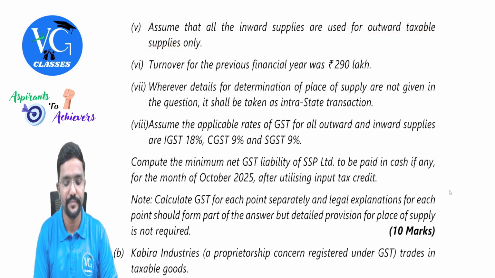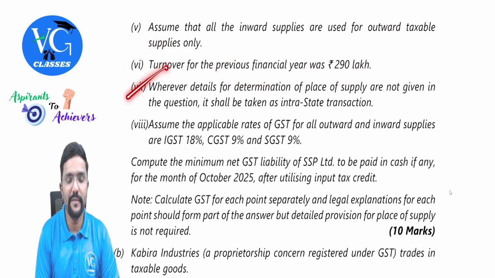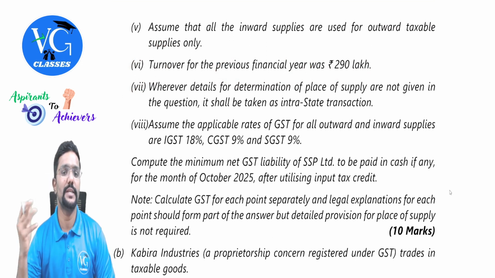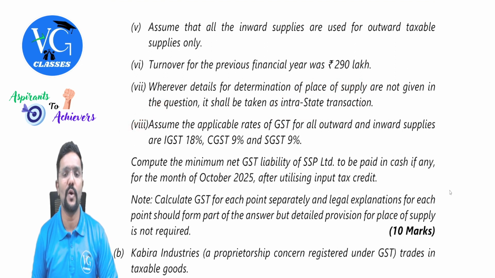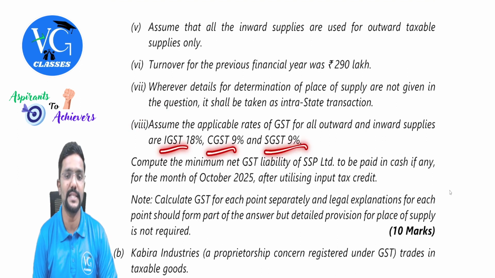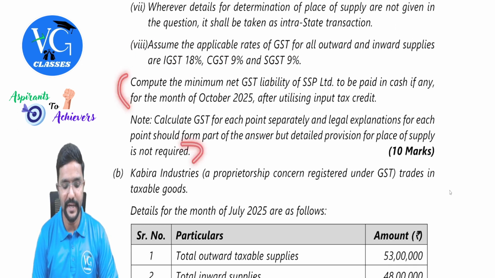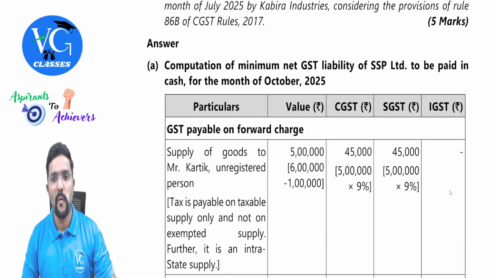Okay. Turnover of the previous financial year was 290 lakh. Wherever details for determination of place of supply are not given in the question, it shall be taken as intra. That is only when it is not given. If it is given, accordingly consider whether it is intra or inter. Assume that the applicable rates of GST for all outward and inward supplies are IGST 18, CGST 9 and SGST 9. Okay. Then this requirement we already read. So straight away we will go to the answer, guys.